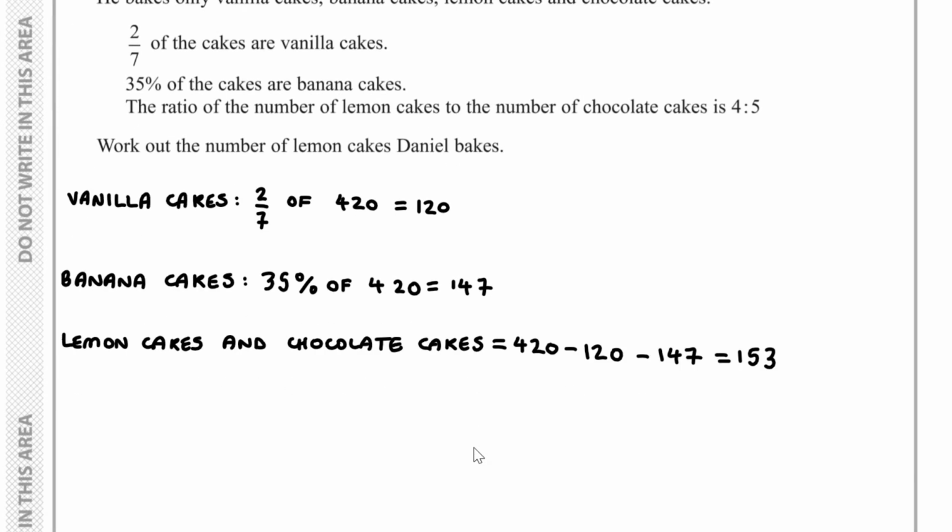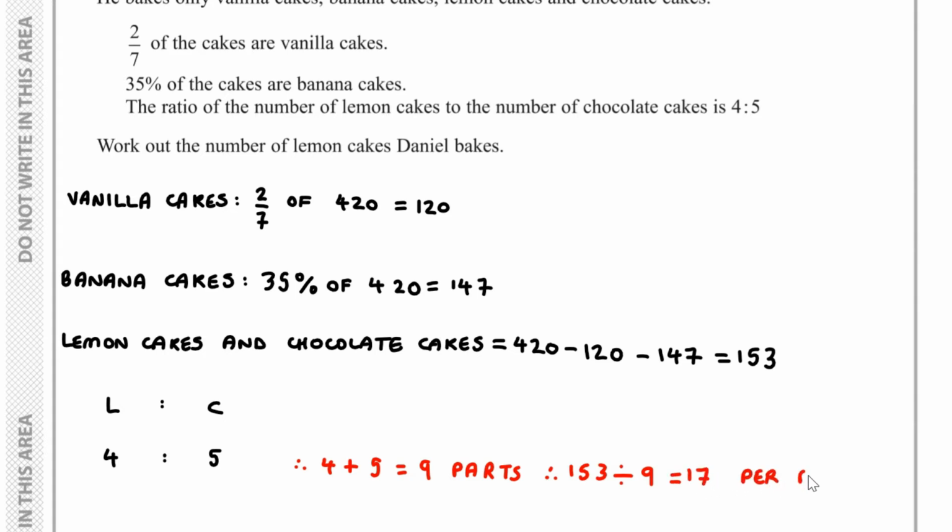Now we know already the ratio of lemon to chocolate is equal to 4 to 5. We already know that there's 153 lemon and chocolate cakes in total, so with this ratio we can find out the number of lemon cakes we have. Well, 4 plus 5, that's 9. So we've got 4 plus 5, which is equal to 9, so we have 9 parts. And therefore, 153 divided by 9, that's equal to 17. We have 17 per part.